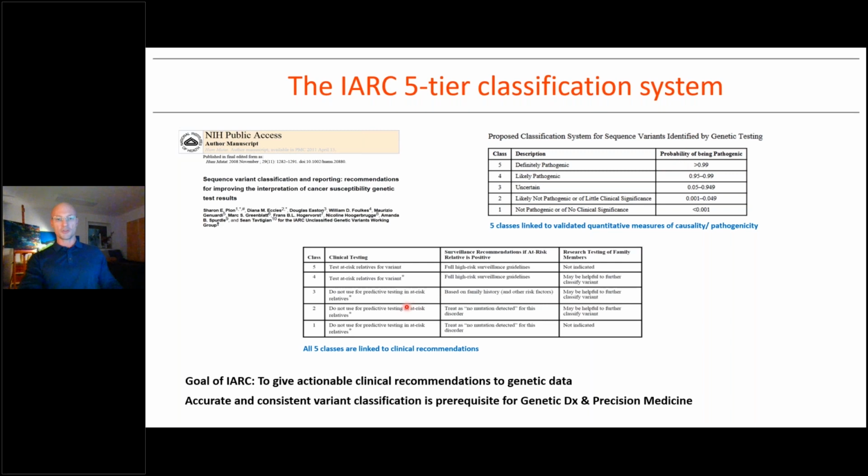More importantly, all of these 5 classes are linked to clinical recommendations, whether to test relatives, how to make recommendations for surveillance, or whether you should test family members at risk in a research setting. So the ultimate goal of IARC was to give actionable clinical recommendations to genetic data. And this was not only meant for cancer genes, but they proposed that this 5-class classification system should be used for all other genes as well, for all diseases. And they concluded that an accurate and consistent variant interpretation and classification is a prerequisite for genetic diagnostics and also precision medicine.